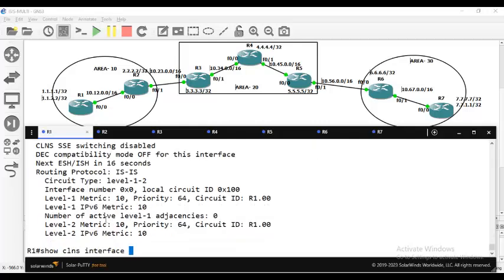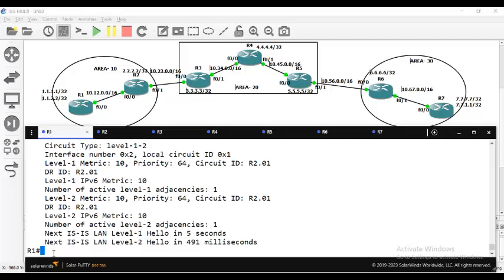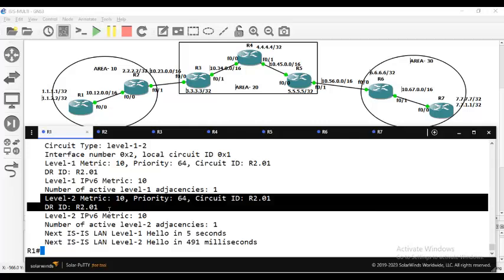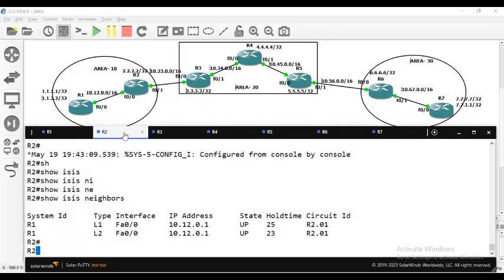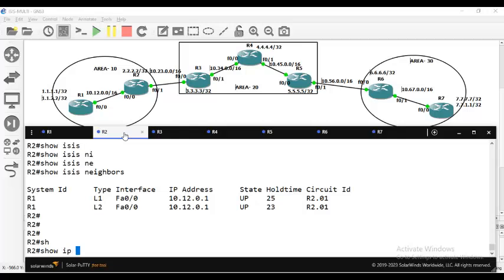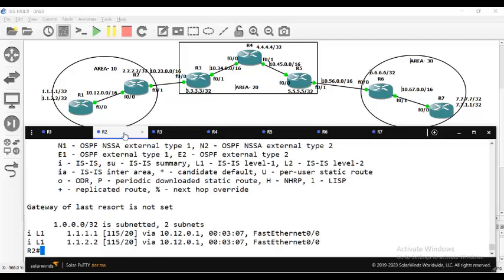Okay. Right. Let us now see the routes. Show IP route ISIS. You see, through ISIS, I have learned this. And I have learned through L1 adjacency. I have not learned through L2 adjacency. Why? L2 adjacency will bring only the other area routes. L1 adjacency will not bring other area routes. It will bring only same area routes.